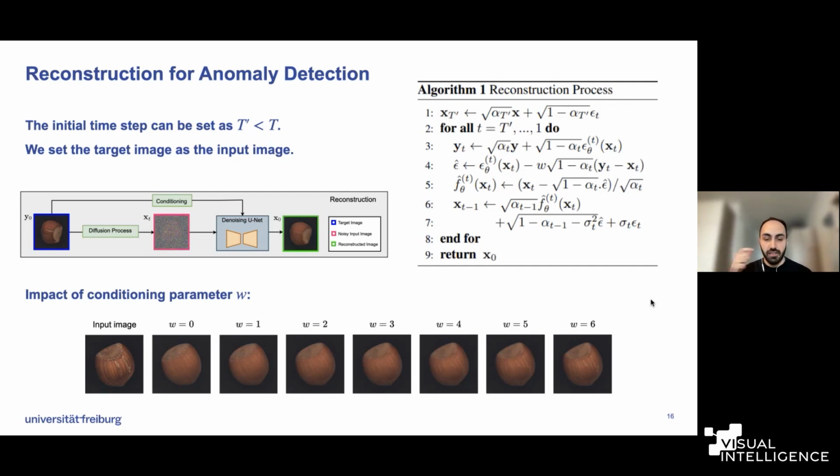It can be useful if we are dealing with tiny anomalies or with huge anomalies. And here is again a general picture of our framework: we have the input image, we add noise, and then we condition our denoising process, and you get an image that really resembles our input image, and only the anomalous part is reconstructed.